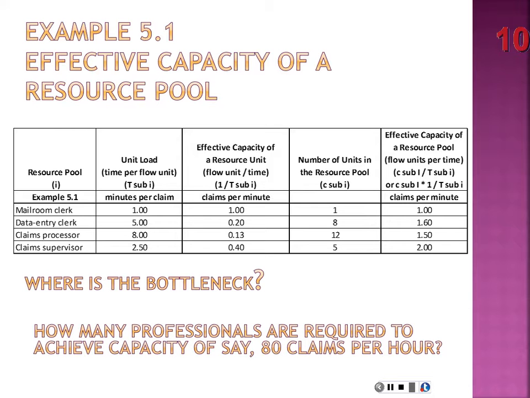0.2 times 8 gives me 1.6. 0.13 times 12 gives me 1.5. 0.4 times 5 gives me 2. It's not a hard setup, but you just have to format it in your head to go, this is what I'm doing with these things. If you don't organize it that way, you get lost in the shuffle. This is a very simple way to organize it and step through it.